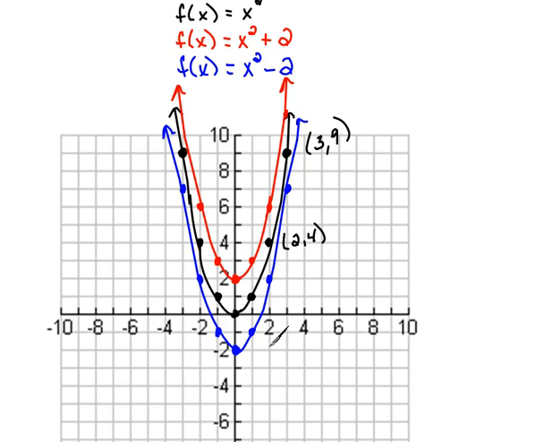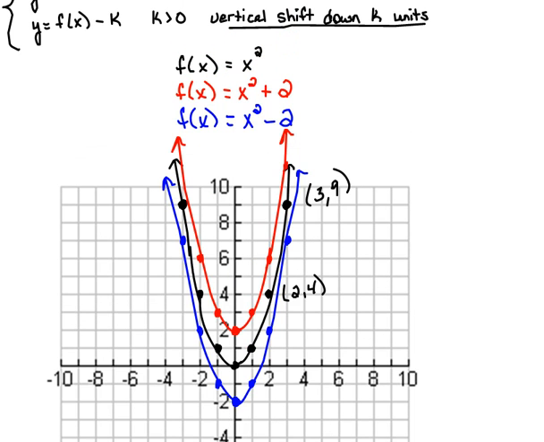And this works for any of the library of functions. I just chose x squared to start with. I could have started with a square root function or a cube function or anything, and it works the exact same way. So by understanding the translations, and if you already know what the library of functions looks like, you can take those graphs and just move them up or down vertically to create that shift.